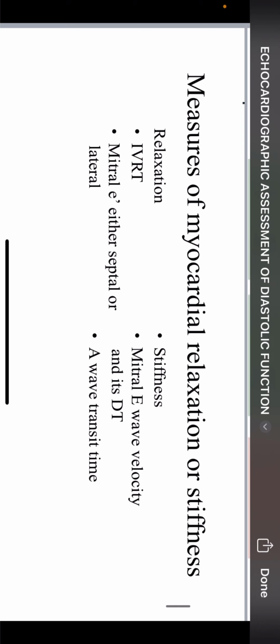I've already said this one, and you have seen what is deceleration time and what is E wave velocity. A Doppler will record velocity. I hope you know that.